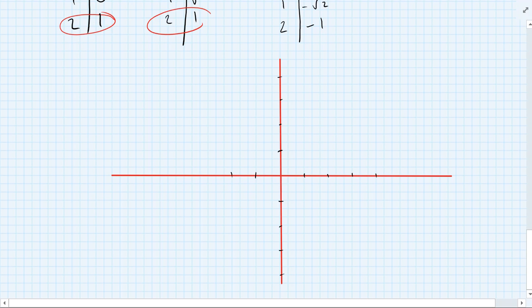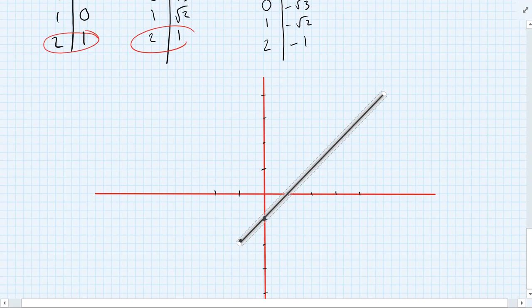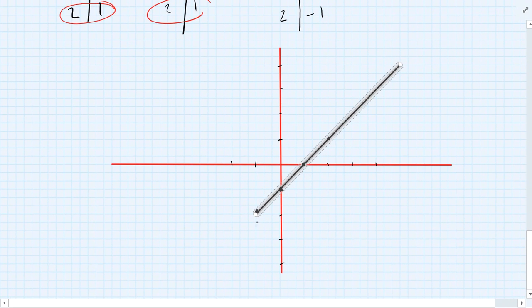So on the line, the points are -1, -2, right there, and 0, -1, and 1, 0, and 2, 1, right? So that's my line. I'm going to draw a line through it. Oh, isn't that pretty? There we go. I have a line now.